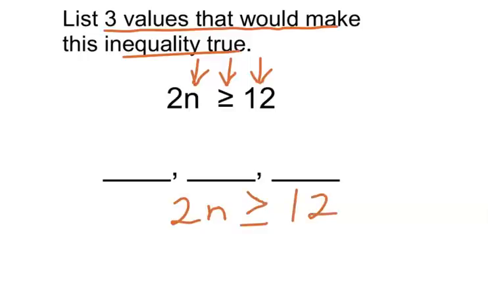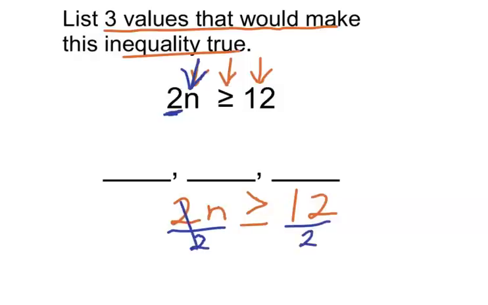All right, so what we're going to do is we need to get n by itself, right? We got to get rid of this 2 somehow. Well, you're going to do the opposite operation of what's happening. So we have 2n right next to each other. That's multiplication. The opposite of multiplication is division. We're going to divide both sides by 2.